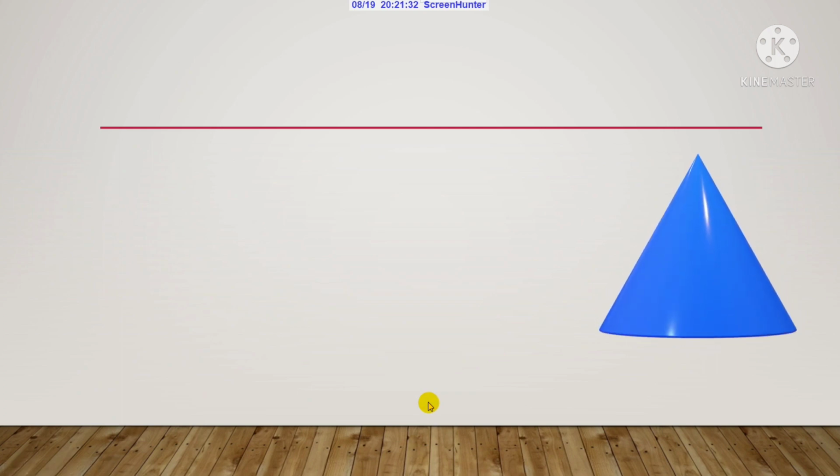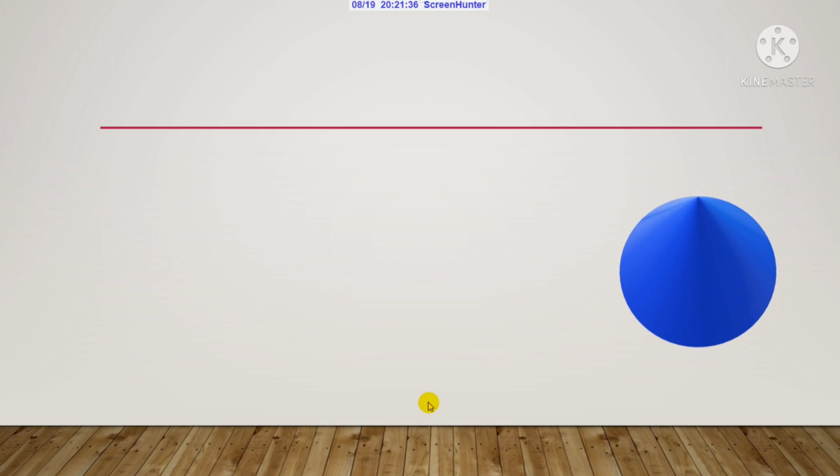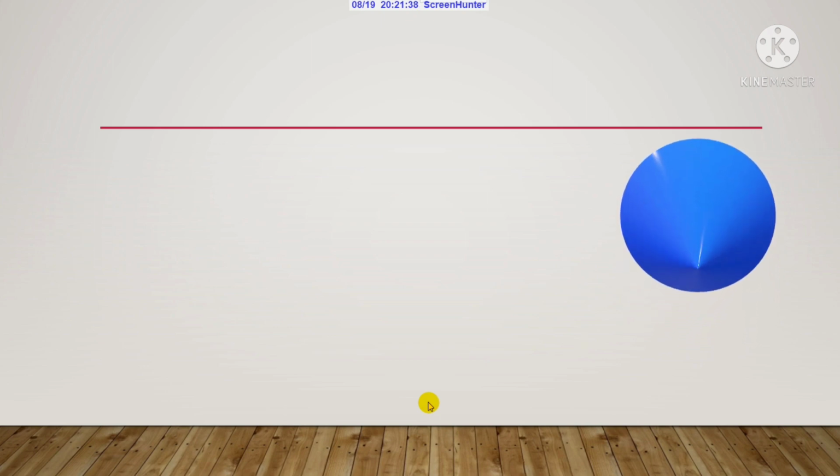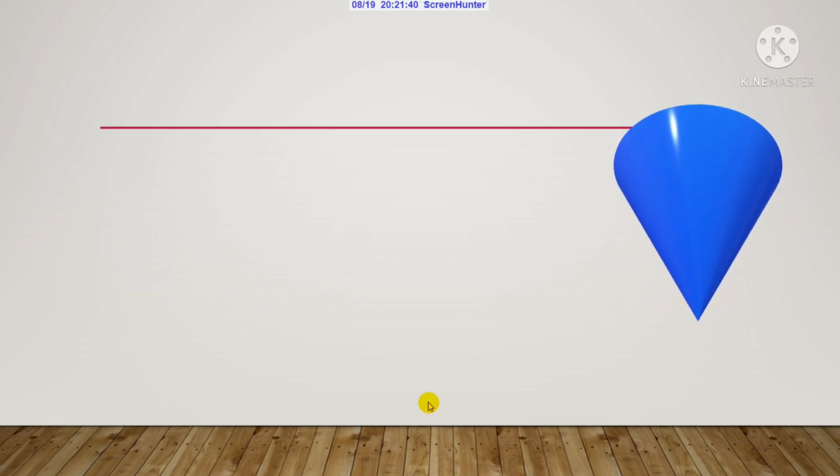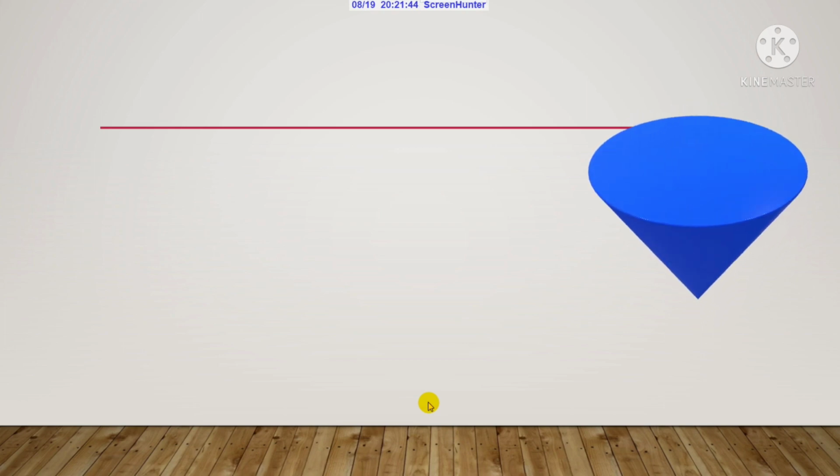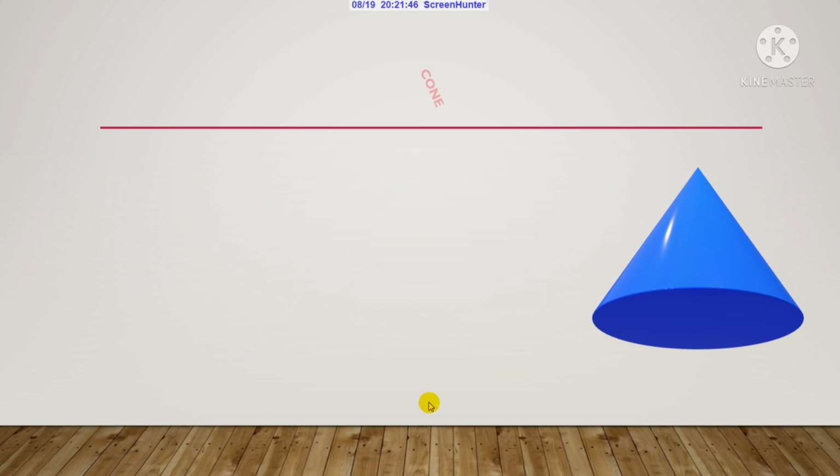So next, very good. Have you seen this ever? It looks like a joker cap. So it is an ice cream cone. Some example for this, and this is called a cone. So cone means, here a very important thing we have to observe, that it has one vertex, a curved surface, and the base is a circle.